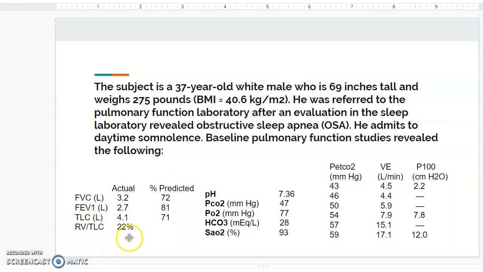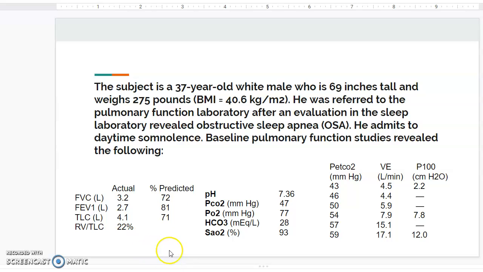The next thing I wanted to look at, though, is we do have this RV-TLC ratio available, and it's 22%. That's actually in the normal range. What's important about this is to remember that his TLC is low, though. So although this looks normal, he actually does have a restrictive disease process going on because his TLC is actually reduced, as is his FVC.